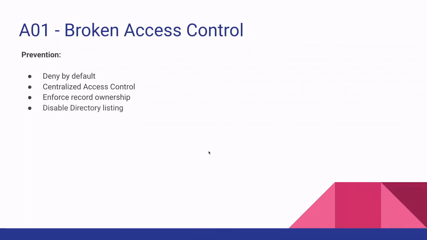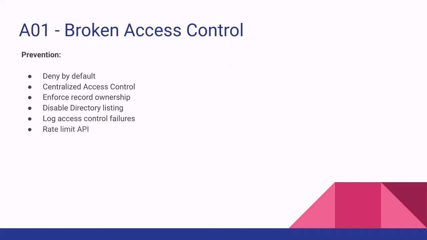Also disable directory listing, what we just saw. Also log access control failures. Like if there are 100 attempts for a particular username, that means somebody is trying to get in there. If you have ever tried to reset your password in Gmail or anything, you'll get an email saying somebody is trying to log in from a different computer, is that you? Something like that.